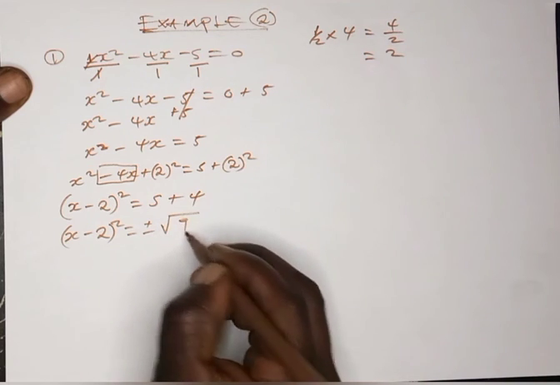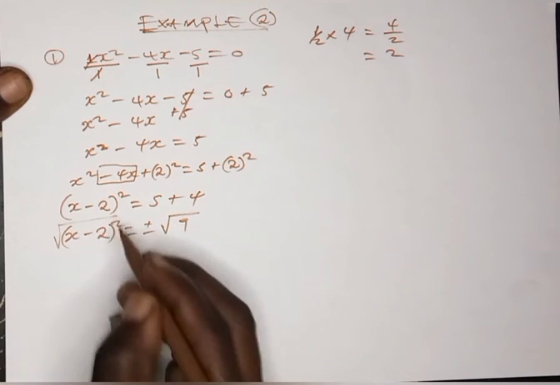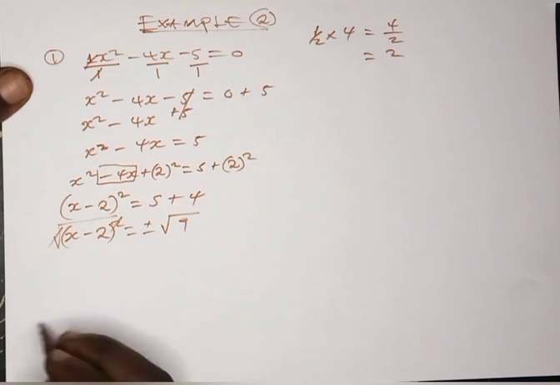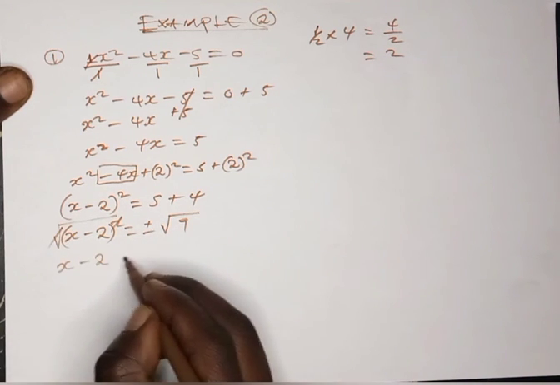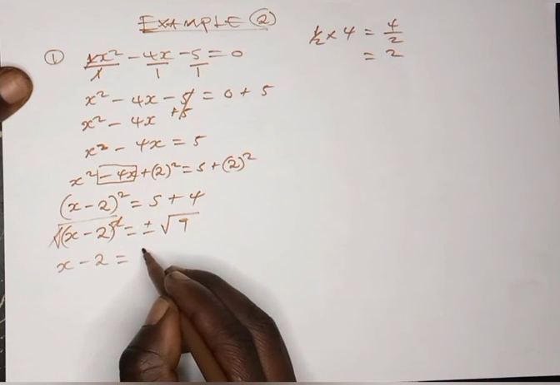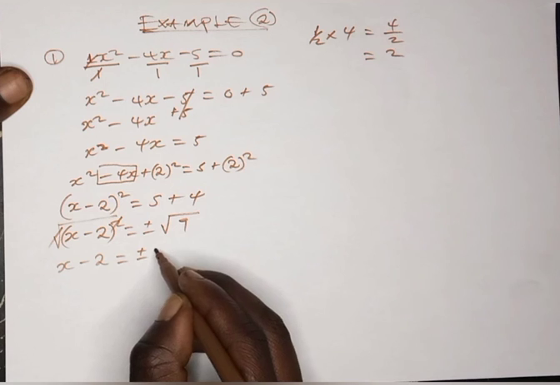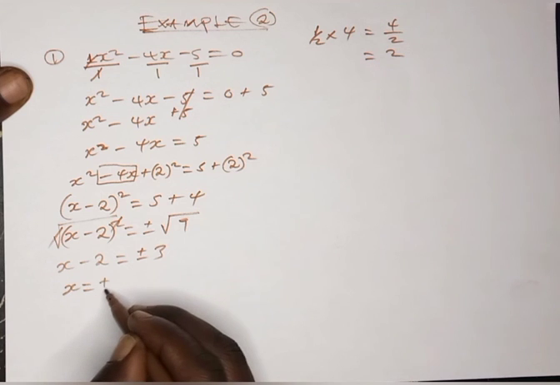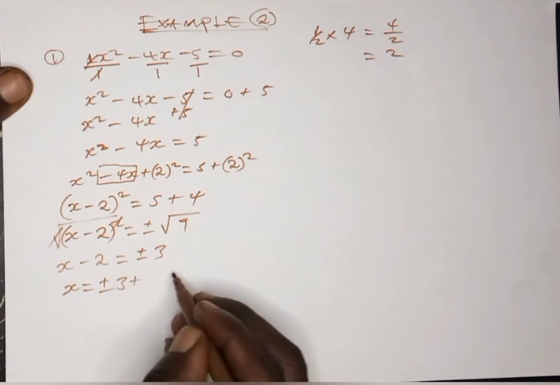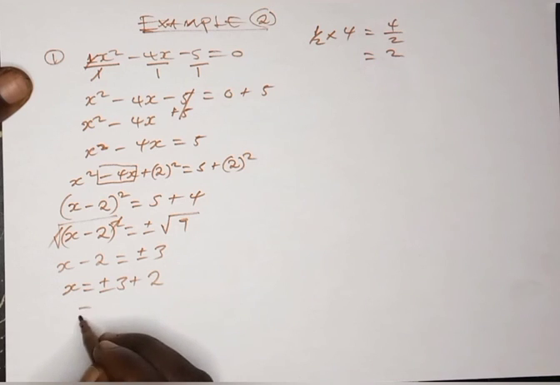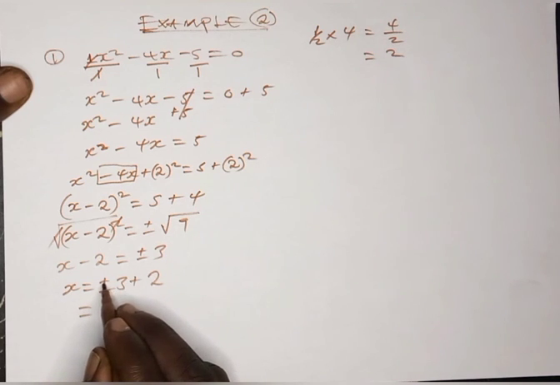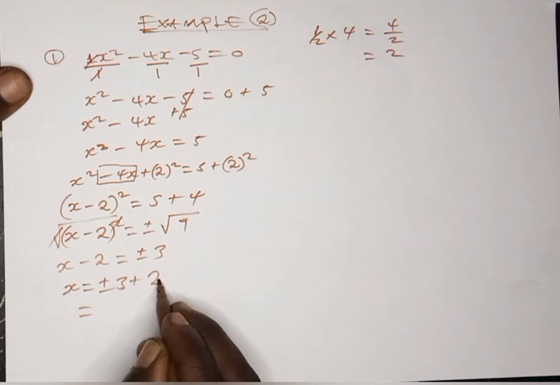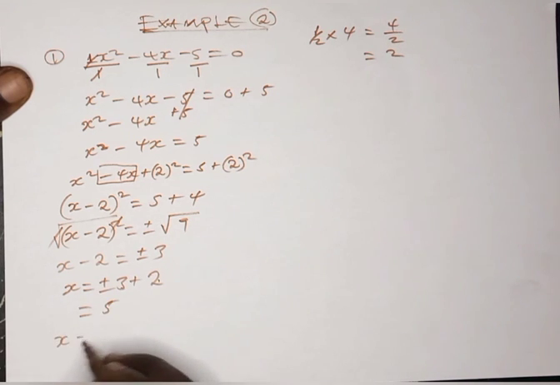Positive or negative 9. Then we take the square root of both sides. The square root goes, x minus 2 equals plus or minus 3, the square root of 9. Then we add 2 to both sides, so x equals plus or minus 3 plus 2. So plus 3 plus 2 is 5. The other x is negative 3 plus 2, which is negative 1. So that's our final answer.